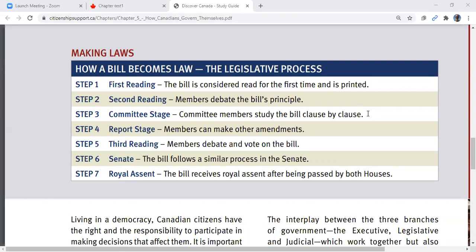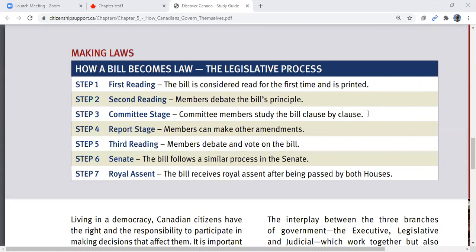They have lots of reading, and then they have debates, and they talk and talk and talk. And then if the Senate votes and says yes, marijuana is okay, then it's finally ready. Okay, so it goes 6 steps before it's finally ready. And then at the very end, the Governor General signs it. And that means it's royal assent.